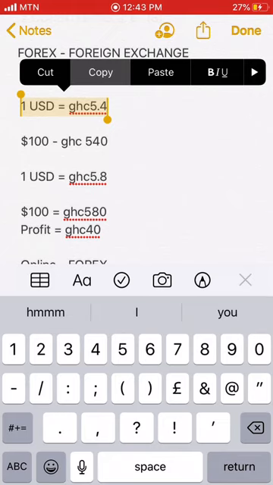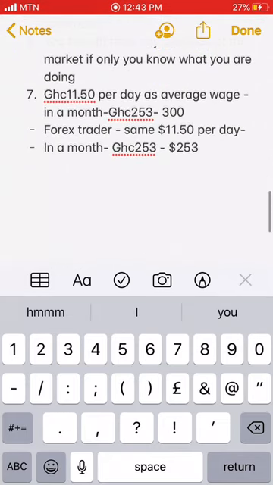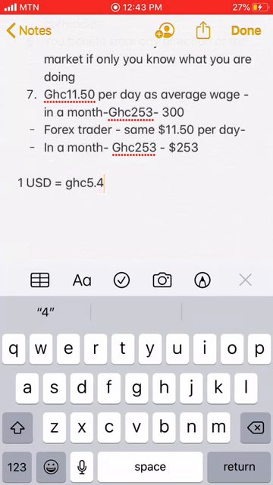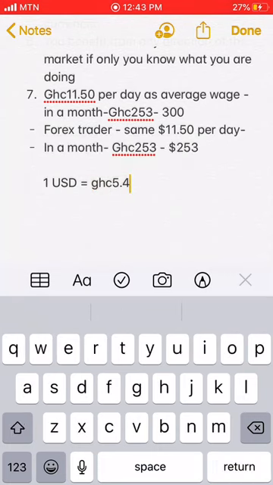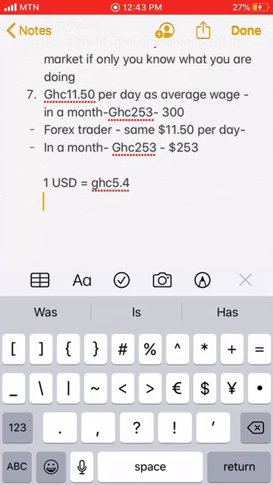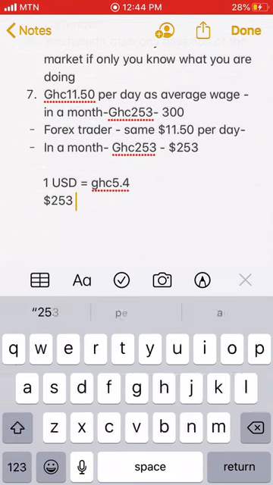1 USD is equal to 5.4 Ghana cedis. So break it up back here. Having that in mind, it means that 1 Ghana cedi is 5.4 as 1 US dollar. That means if you convert this money, this time you will have $253.53.